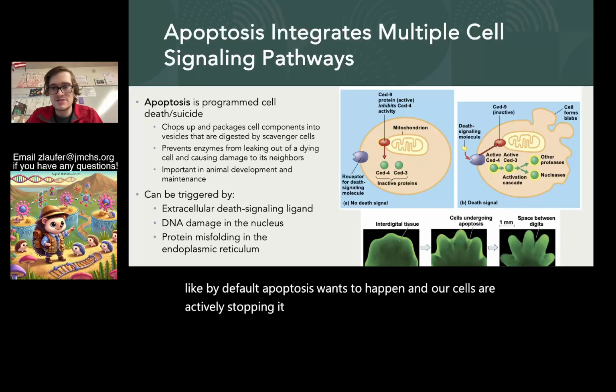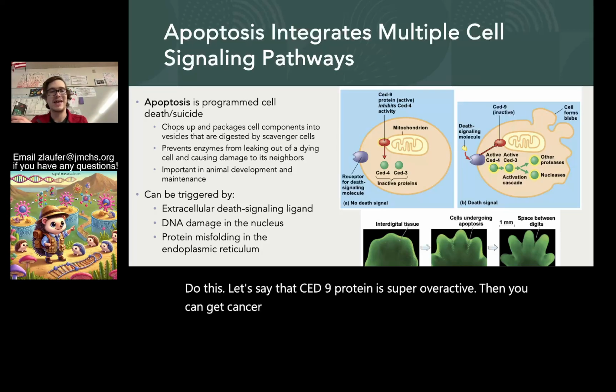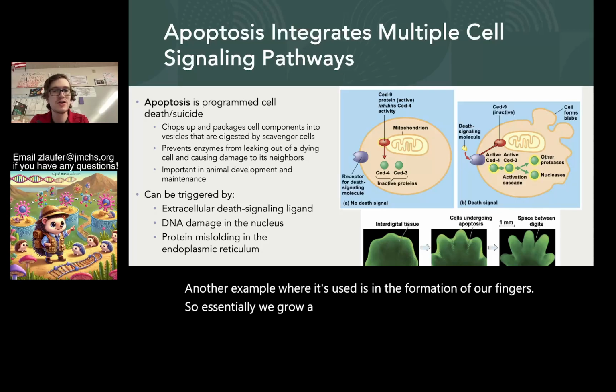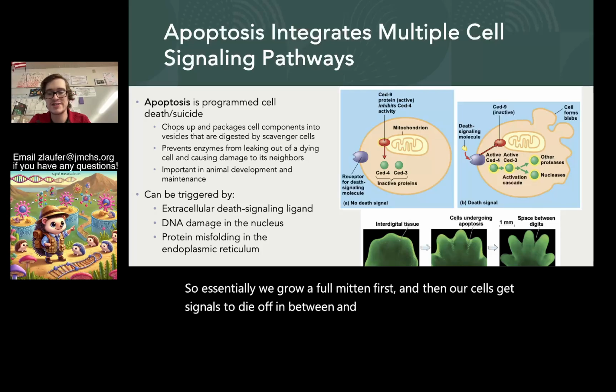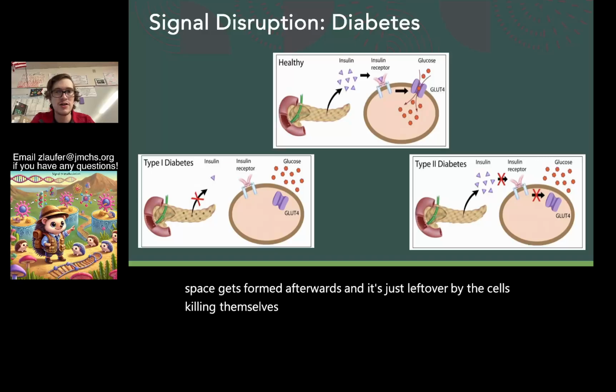If our cells can't do this, let's say that CED9 protein is super overactive, then you can get cancer because a cell is unable to undergo apoptosis. Another example where it's used is in the formation of our fingers. So essentially we grow a full mitten first, and then our cells get signals to die off in between and actually form the fingers, so that space gets formed afterwards, and is just left over by the cells killing themselves off. Another important one is with diabetes.